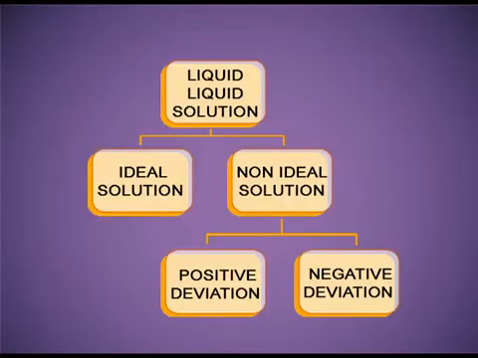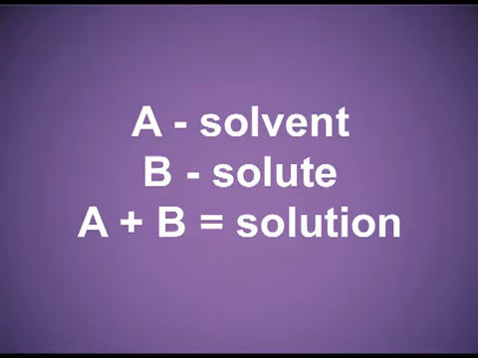Ideal solutions are those solutions which obey Raoult's law over the entire range of concentration. But non-ideal solutions do not obey Raoult's law. Non-ideal solutions are further classified as solutions showing positive deviation and solutions showing negative deviation. Let's study each one of them one by one. Before explaining each type of solution, let me tell you I am taking A as solvent and B as solute. And when I mix solvent and solute, that is A plus B, I get a solution.